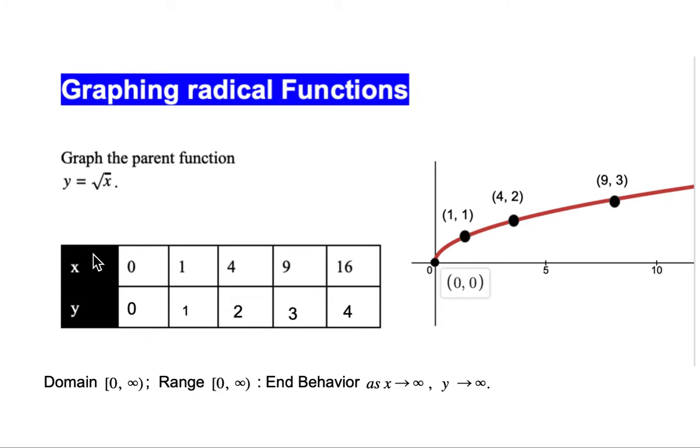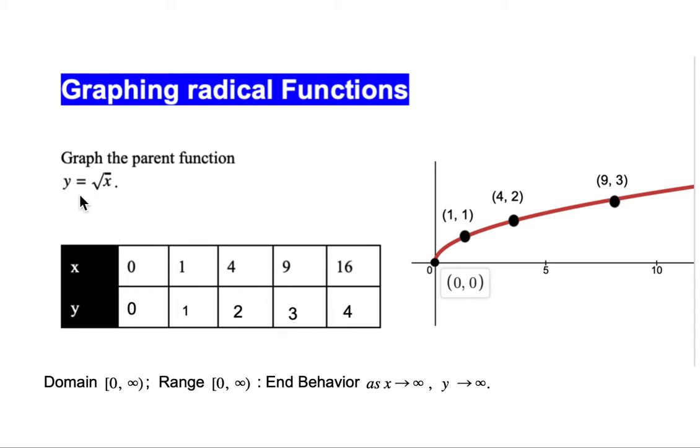First of all, let's create a table to find some points of the graph. When we create the table, we always look for square numbers because this is a square root. If this were a cubic root, we would look for cubic numbers to plug in, and later find the values of f of x, respectively the values of y.